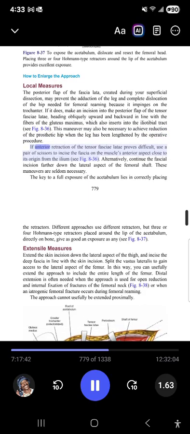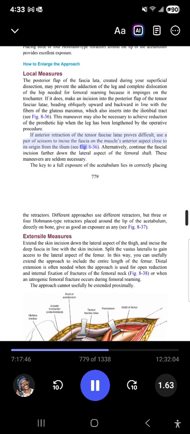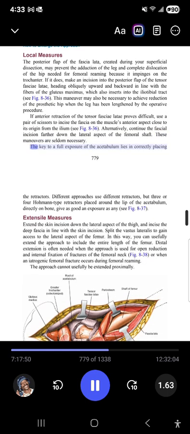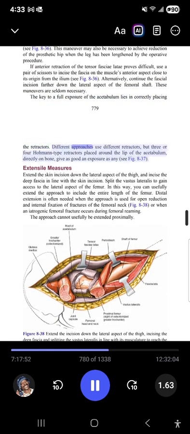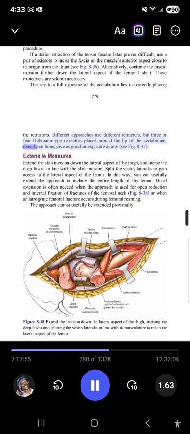If anterior retraction of the tensor fasciae lati proves difficult, use a pair of scissors to incise the fascia on the muscle's anterior aspect close to its origin from the ilium. See figure 8-36. Alternatively, continue the fascial incision farther down the lateral aspect of the femoral shaft. These maneuvers are seldom necessary. The key to a full exposure of the acetabulum lies in correctly placing retractors. Different approaches use different retractors, but 3 or 4 Holman-type retractors placed around the lip of the acetabulum, directly on bone, give as good an exposure as any.